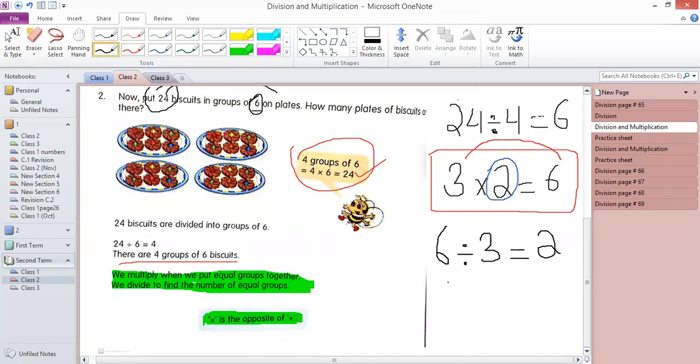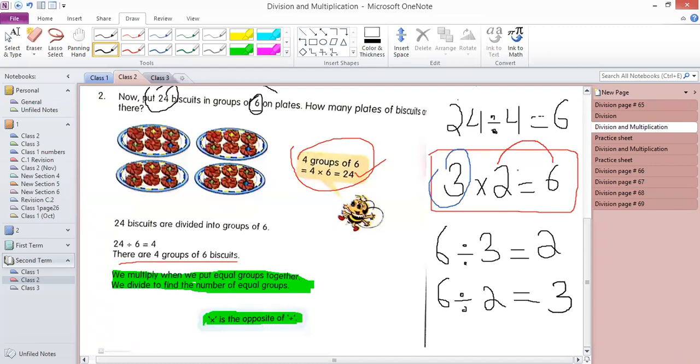Same here, guys. If I divide 6 biscuits into 2 plates, how many biscuits will be there in one plate? The plates are 2, and I want to divide 6 biscuits into 2 plates. So which number is left? This is 3. So 6 divided by 2 equals 3.